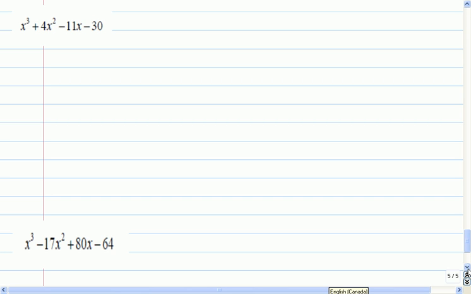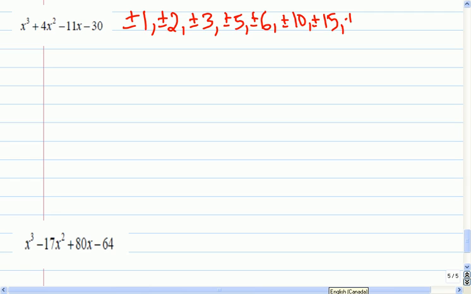But the candidates that you could pick here would be plus or minus 1, plus or minus 2, plus or minus 3, plus or minus 5. Holy smokes. Plus or minus 6, plus or minus 10, plus or minus 15, and plus or minus 30. Okay, so I'm feeling lucky. I'm going to check -2.